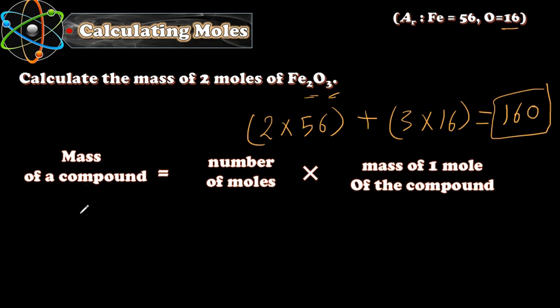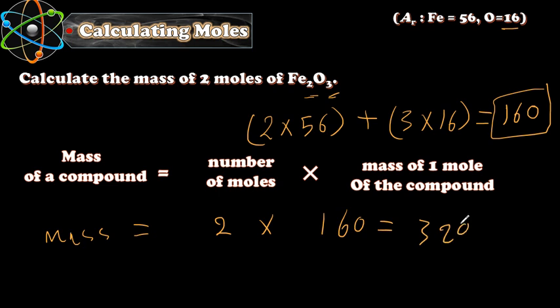So mass of a compound equals number of mole, here we have 2, times the mass of 1 mole of the compound, 160. This will give us 320. 320 what? Grams, because we are looking for the mass.